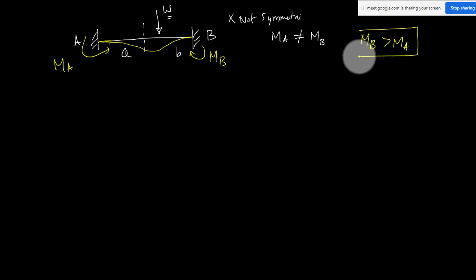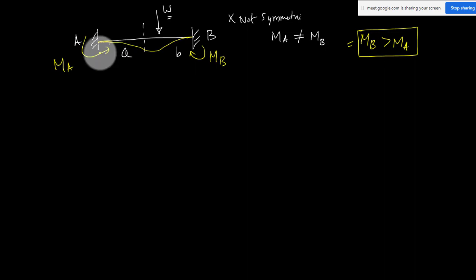So MA and MB are not equal, and if you compare the value, moment MB will be more than MA. The reason is your load is acting towards this point. This is the less distance, and here the load is acting more distant from the support A. That is why the moment at support B will be more than MA. This we can use while drawing your fixed end moment diagram. Okay, so again the similar steps.